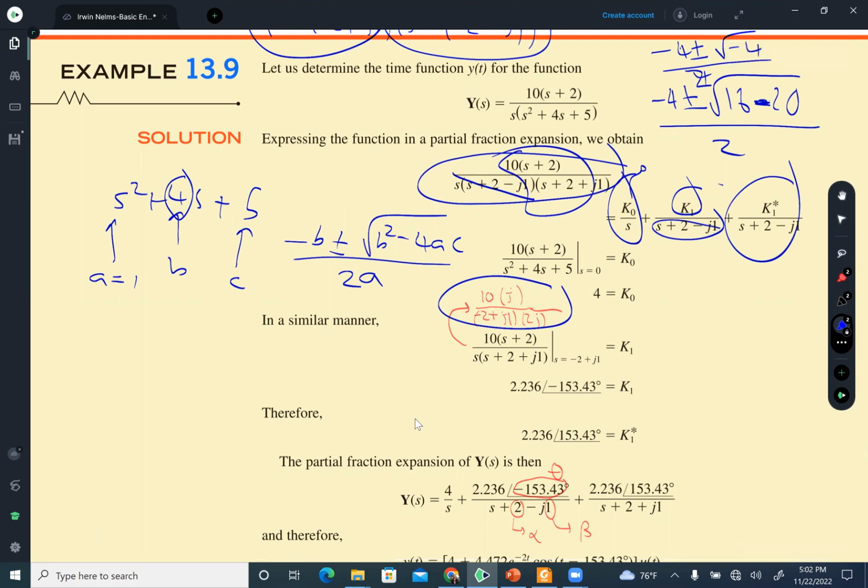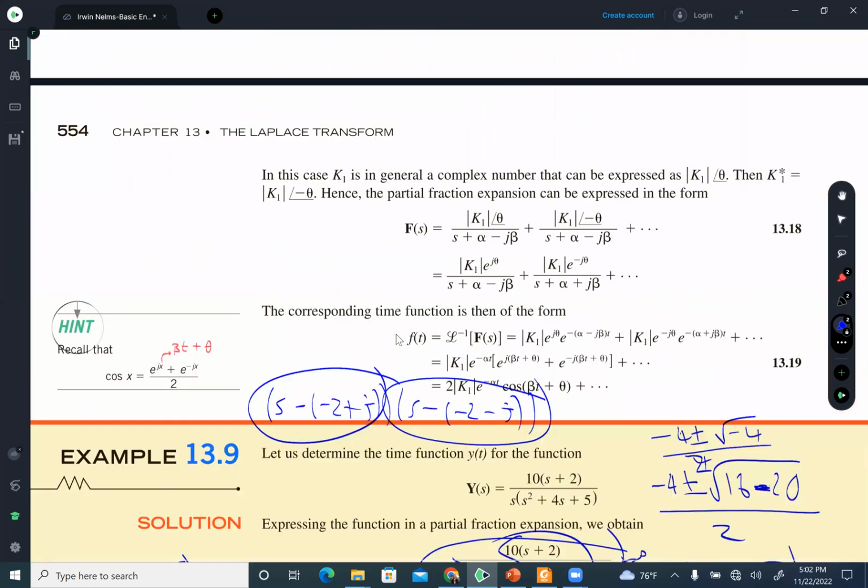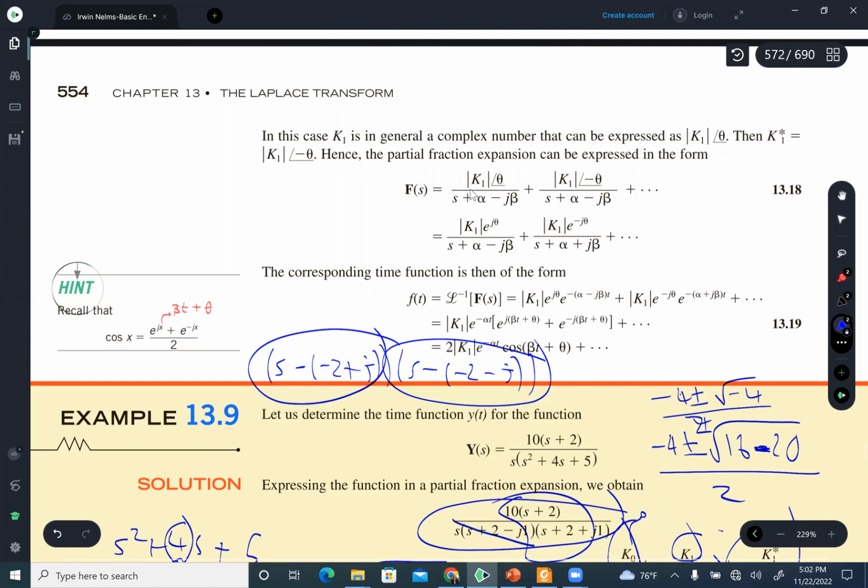Now, why is this useful for us? We can go ahead and do term by term inverse Laplace transform. Now, I can do it for this case, but they did it for a general case up here. So I'll show you how you do it for a general case. So in general, if you have K1 with an angle of theta with this denominator plus K1 with an angle of minus theta, that's the conjugate, with this denominator, what's the inverse Laplace of this, right? How would you find that?